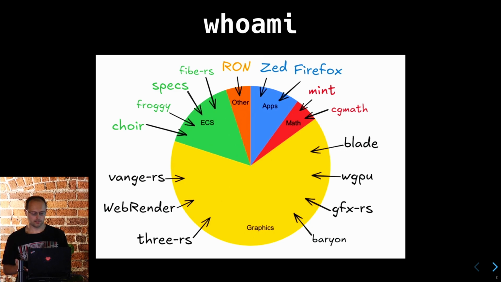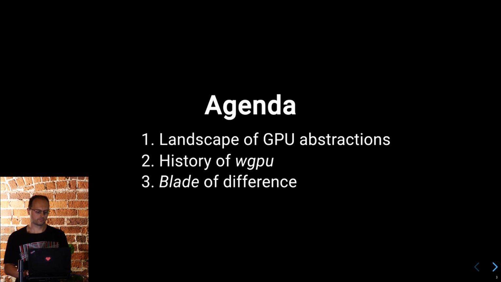Most of my work was done on graphics, libraries like gfx-rs long ago, and then WebRender at Mozilla. Of course, WGPU, projects like Rusty Avengers, and lately Blade, which I'm going to talk more about. So we're going to talk about GPU abstractions and WGPU, and then conclude on Blade. It's the library that I'm working on right now.